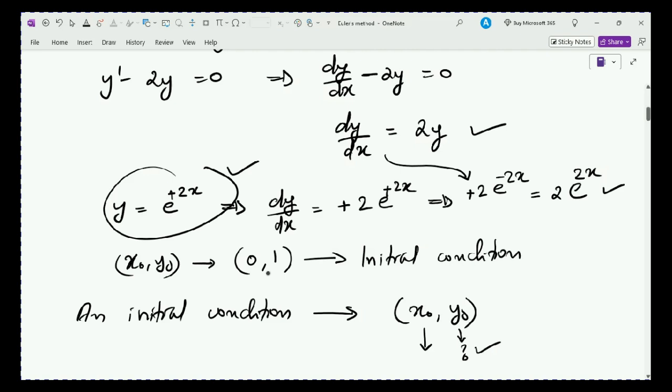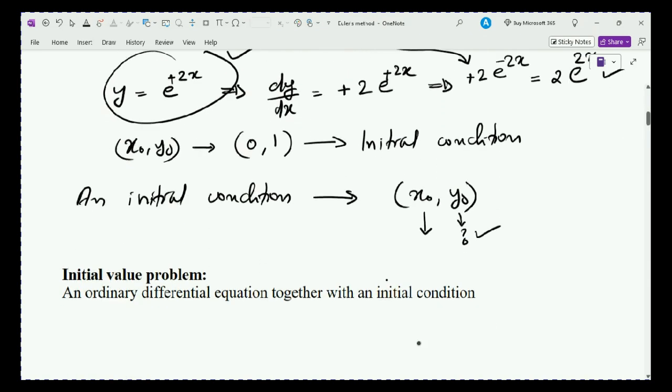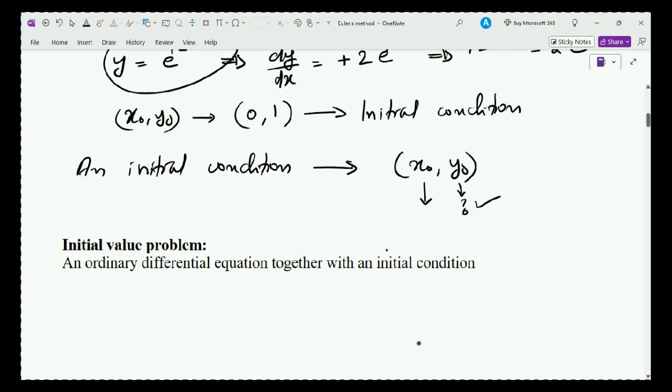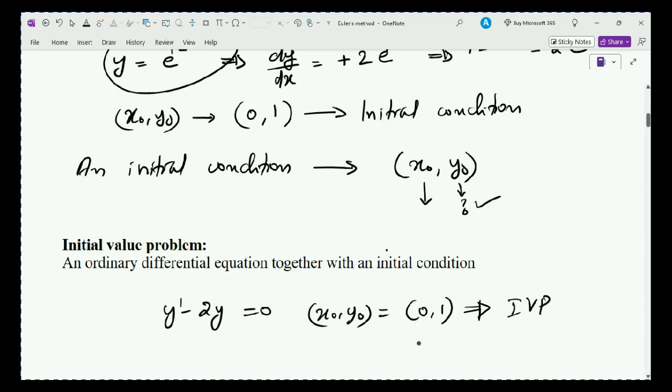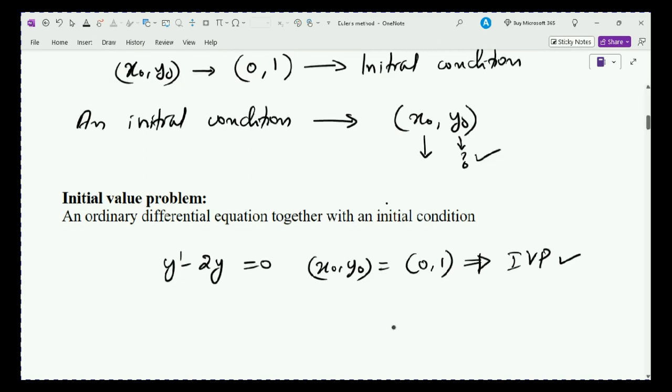Okay, so an initial value problem basically will be this equation. We'll write it here, y dash minus 2y equal to 0. So if you look for an example, y dash minus 2y equals 0 along with an initial condition x0 y0 equal to 0, 1. Okay, so now this is an initial value problem, and that can be solved using Euler's method. Okay, so now let's look into how Euler's method can give us a solution.